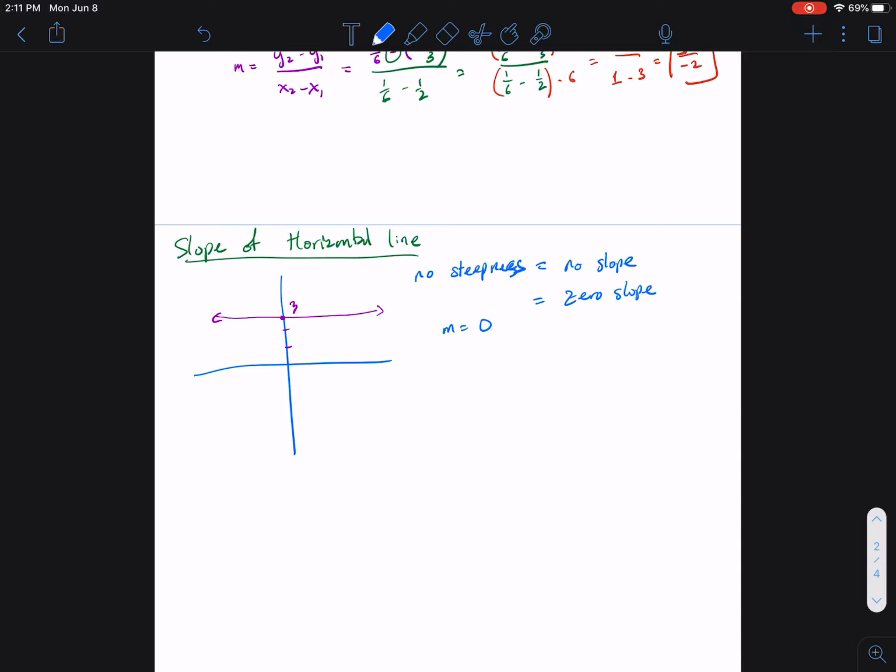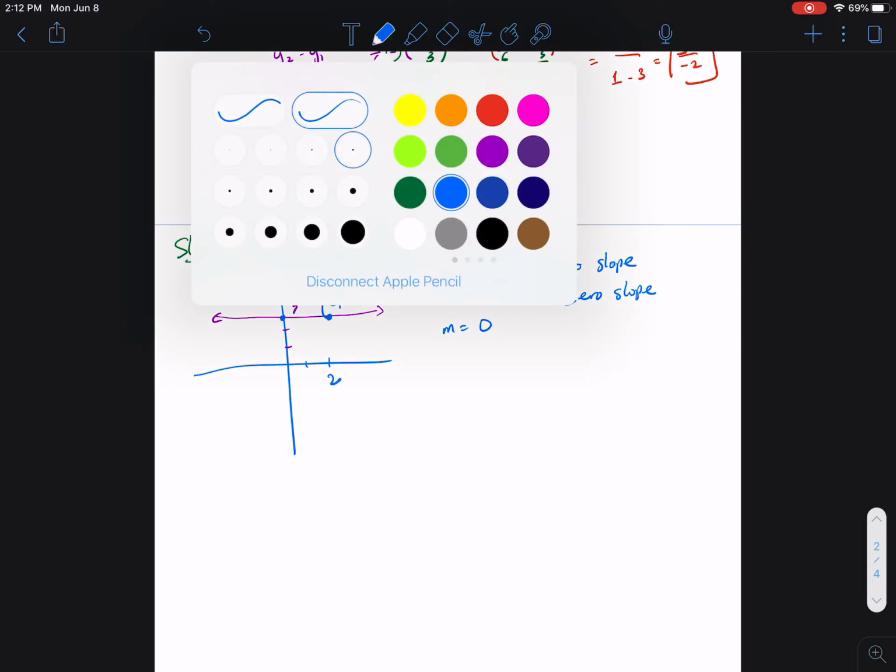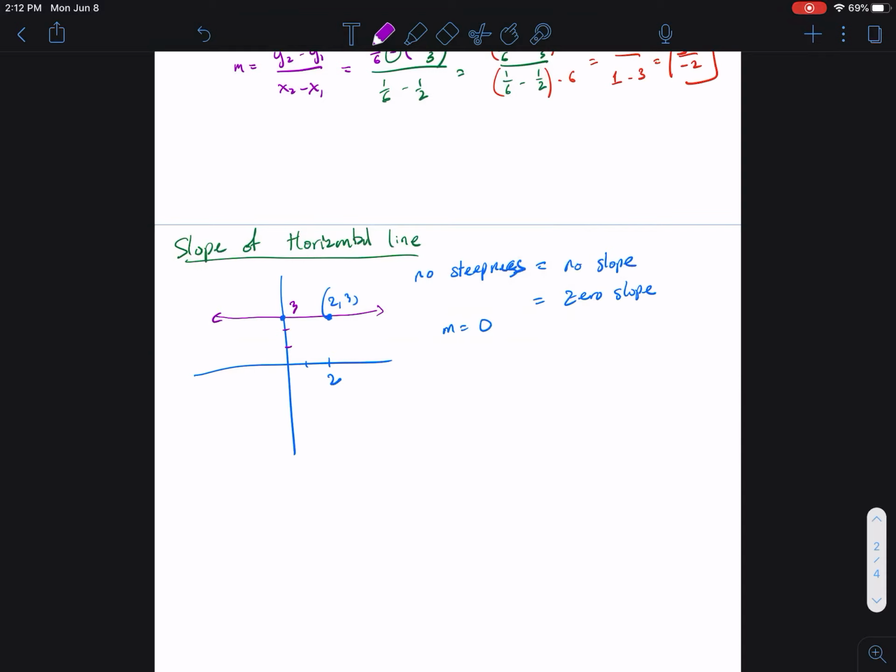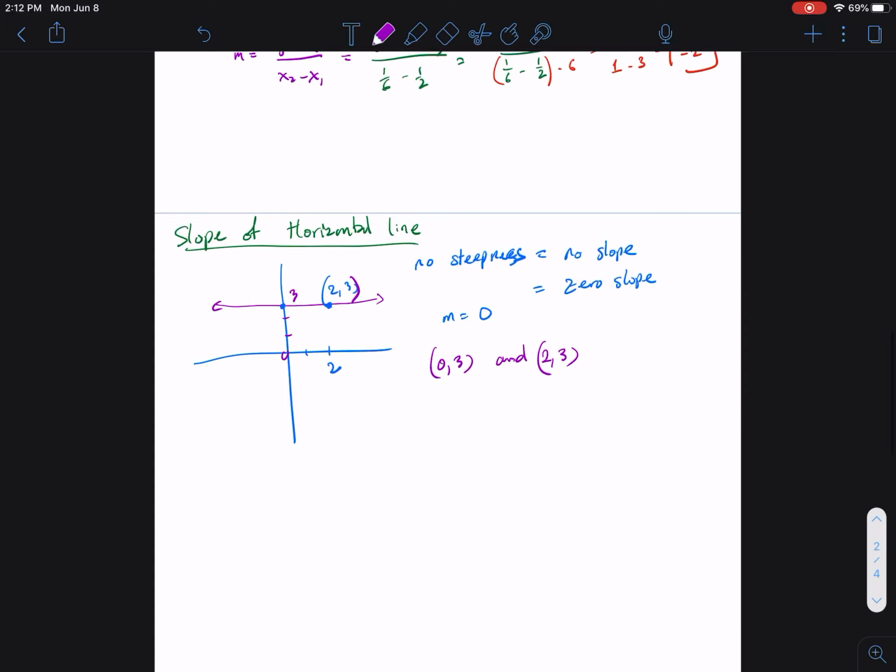Well, how do we use a formula to show that slope is 0 in this case? Well, for any horizontal line, we can pick any 2 points. So let's say if this is our original point, we can pick another point. Let's say this one here. Let's say if I want to do 2 there, and this can be 2, 3. So we have 2 points there. So 2 points can be 0, 3, and 2, 3. Those are the 2 points on this horizontal line.